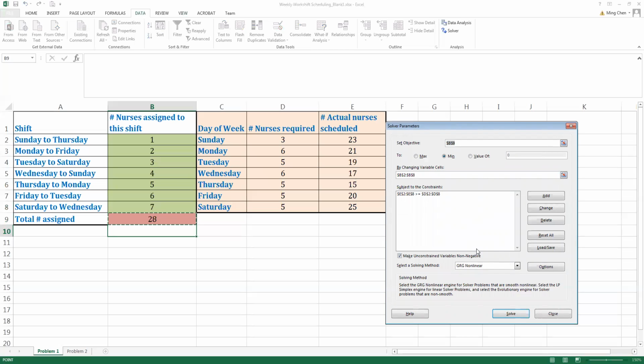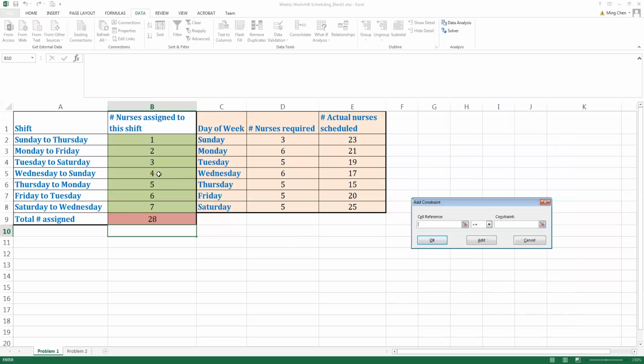We actually have one more constraint. The second constraint is not obvious, but it's implicit. When we determine the number of people to hire for different shifts, we have to make sure these numbers, 1, 2, 3, 4, all the way to 7, all have to be integers. We cannot hire 1.2 people. We cannot hire 0.5 people. So all these numbers have to be integers. So this is an integer constraint. We cannot hire a fractional number of people.